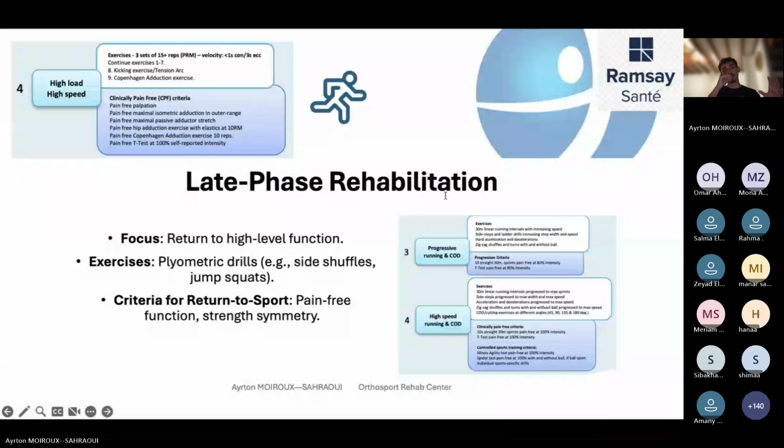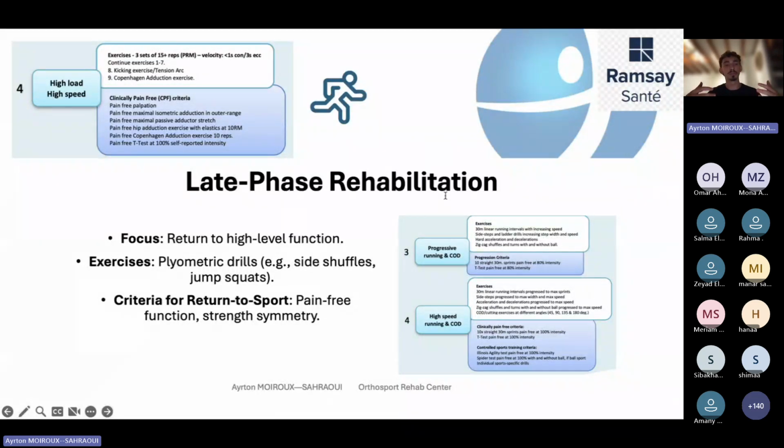Okay, you need to do work on plyometric drills, on dynamic strengthening, on agility training. Okay, you need to ensure the athletes regain full strength and symmetry. You need to go to the return to play.